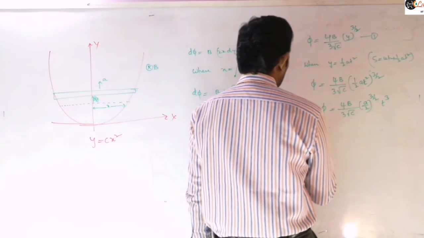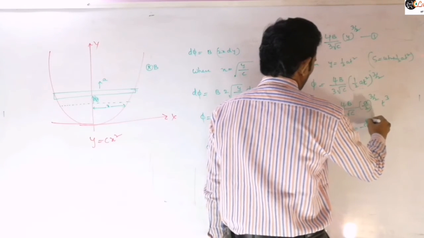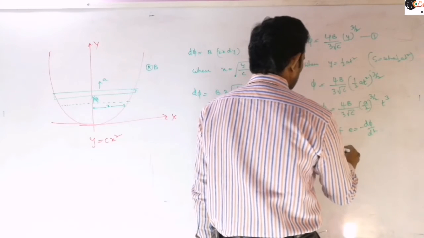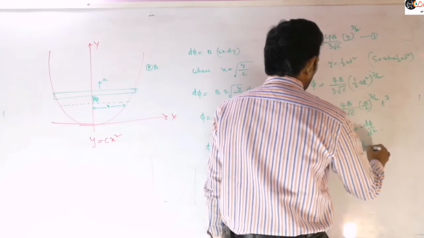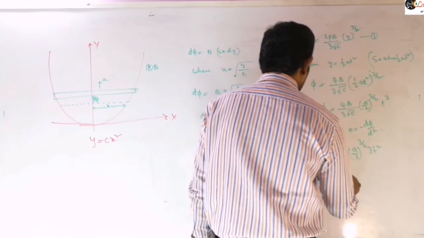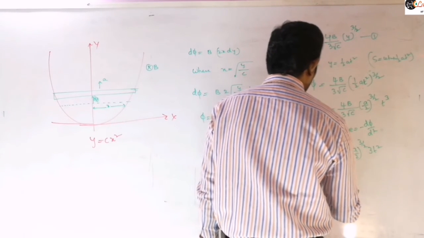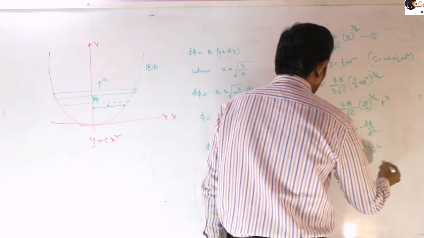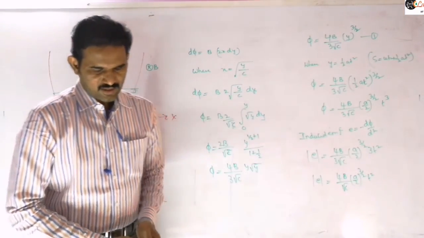Then induced EMF is nothing but E is equal to minus d phi by dt, and therefore the modulus of this induced EMF is the differentiation of that function: 4B by 3 into root c into a by 2 whole power 3 by 2 into 3t square. So that 3 you can cancel there. Therefore this induced EMF will be equal to 4B by root c into a by 2 whole power 3 by 2 into t square. So that is our induced EMF as a function of time.